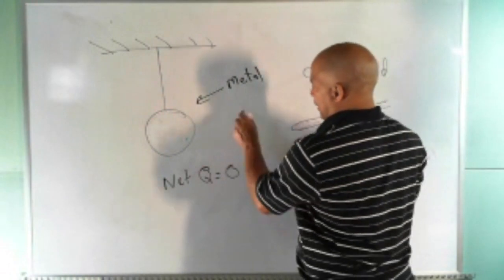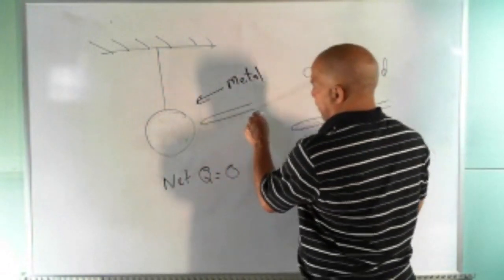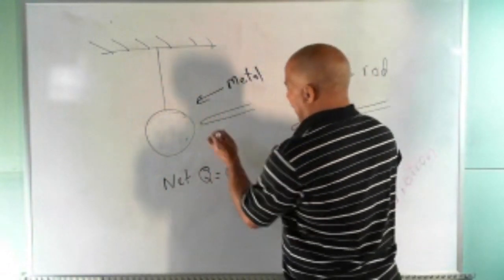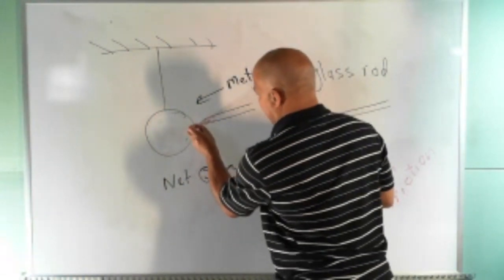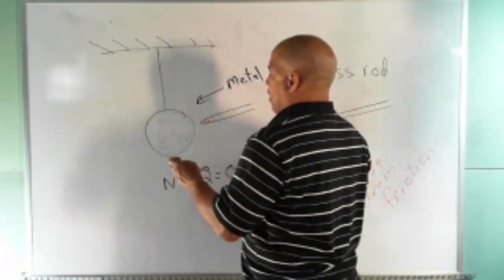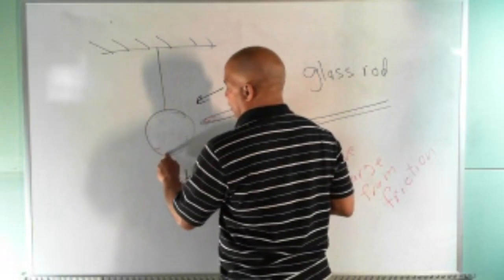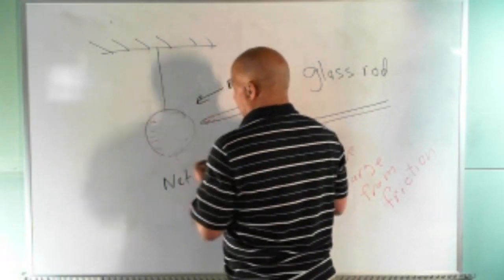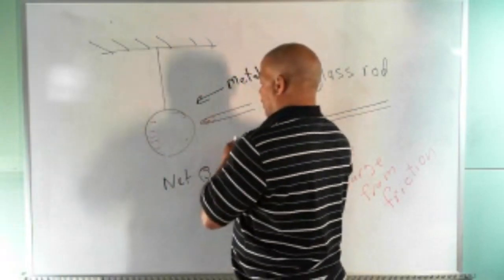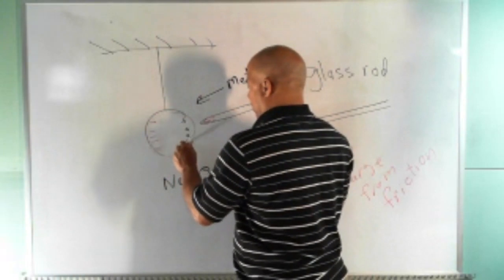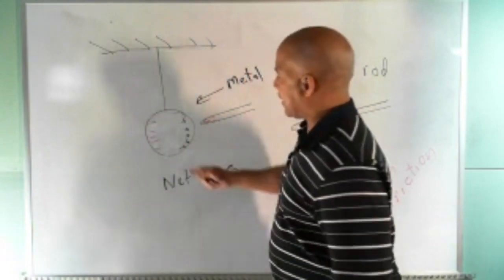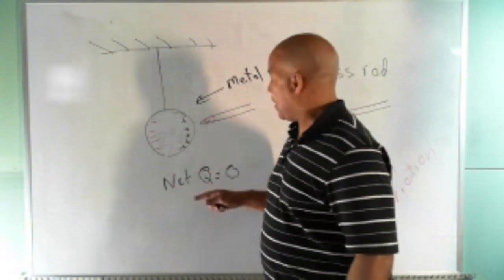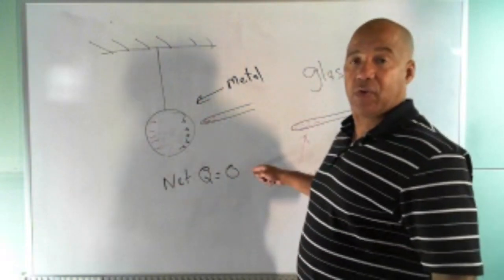So here is my glass rod, and I've charged it to be negative. So the electrons are going to be pushed away, and the positive charges are going to exist over here. But I still have the same number of negative and positive, so my net charge is still 0.